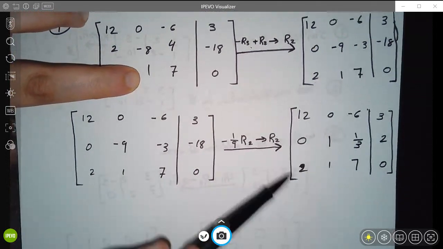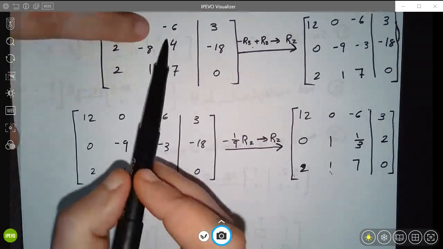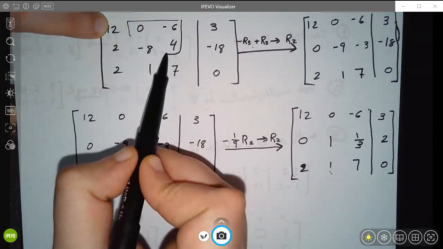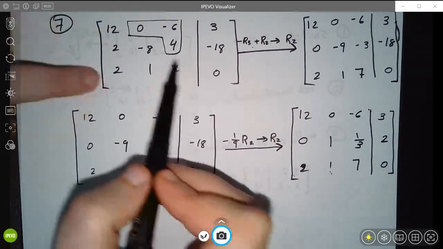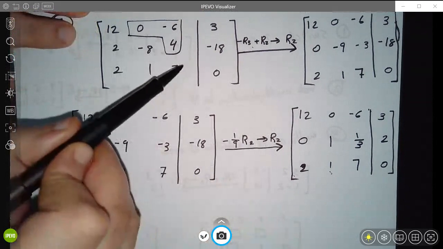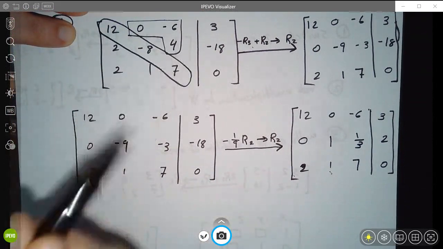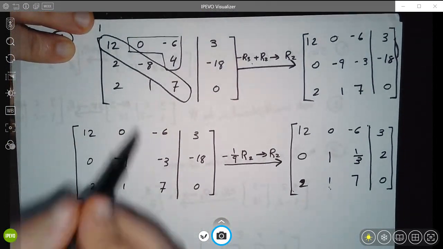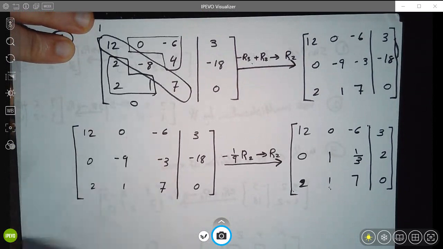So we need to continue solving. This needs to be a 0, and that needs to be a 0. We don't care about this triangle right here. These 3 numbers can be whatever you want them to be. These 3 numbers need to be the value 1. And these 3 numbers need to be 0.